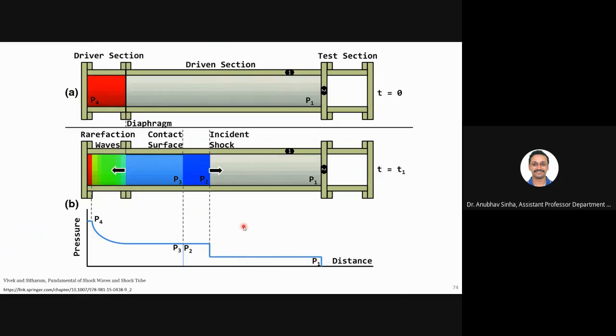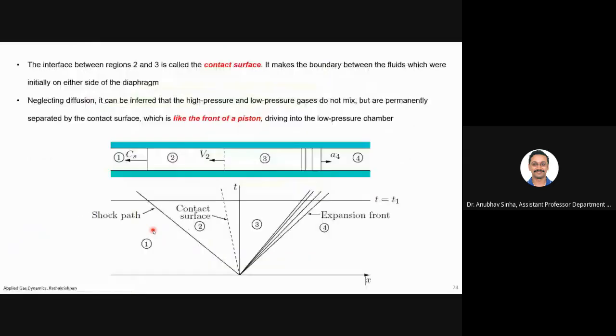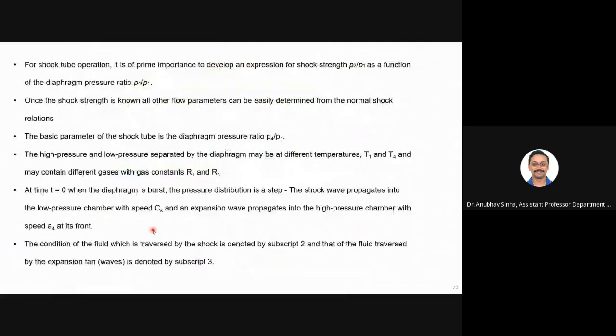Just be careful that the schematic that I have shown has P4, the higher pressure, at the right side, and here the P4 is on the left side. Otherwise, this is the same thing. This is exactly what happens in a shock tube. You can also refer to this link. It has a lot of details on the working of a shock tube if you are interested. So this was about the shock tube.